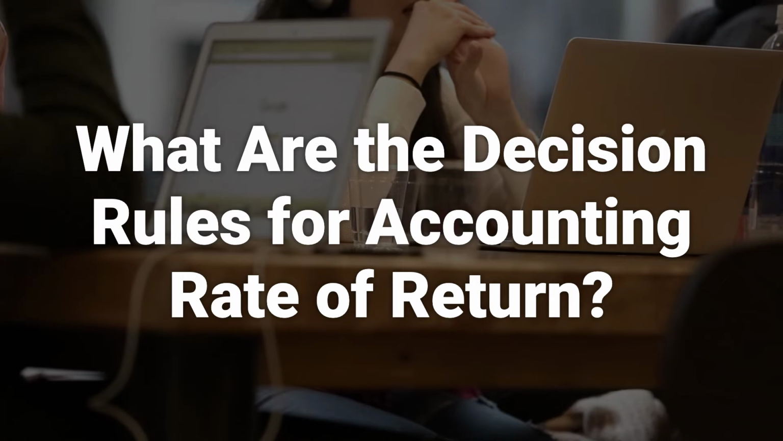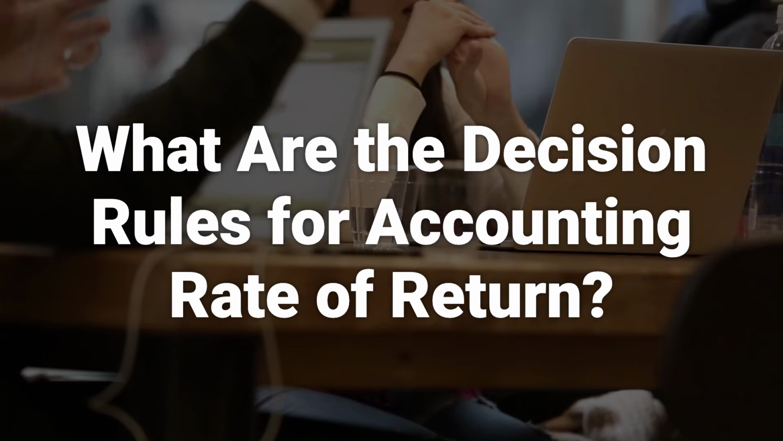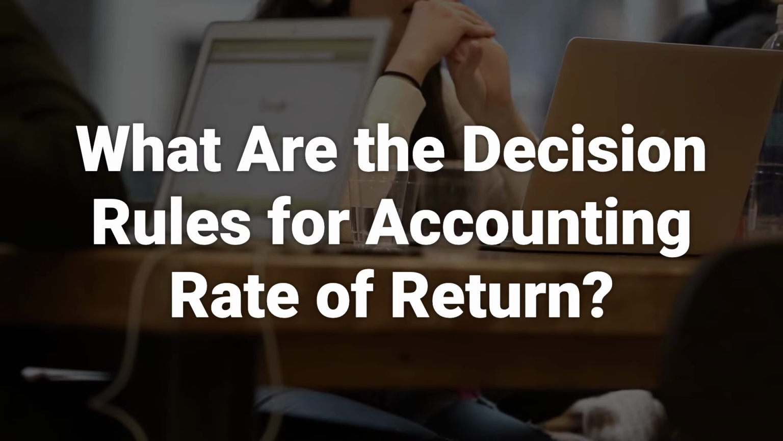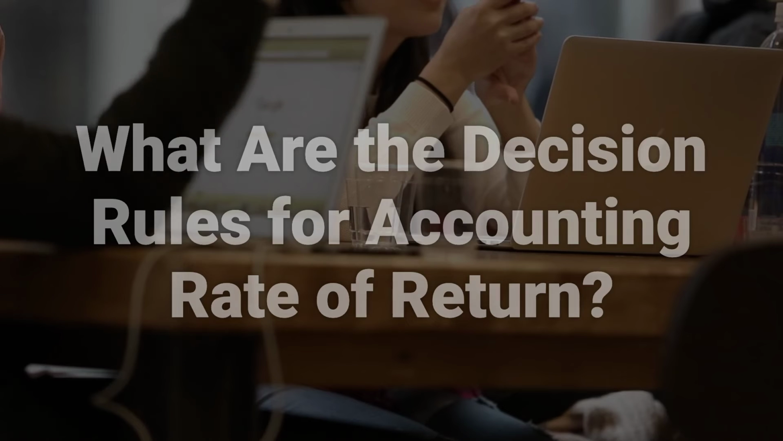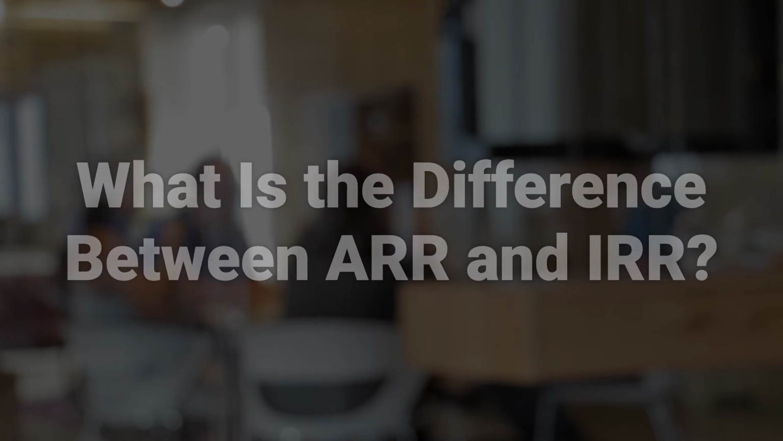The decision rule is to accept the project with the highest accounting rate of return as long as the return is at least equal to the cost of capital when presented with multiple projects to invest in. The main difference between ARR and IRR is that IRR is a discounted cash flow formula while ARR is a non-discounted cash flow formula.